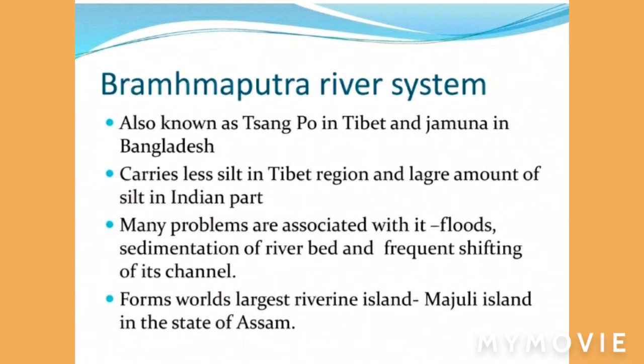Every year during the rainy season, the river overflows its banks, causing widespread devastation due to floods in Assam and Bangladesh. Unlike other North Indian rivers, the Brahmaputra is marked by huge deposits of silt on its bed, causing the river bed to rise frequently.